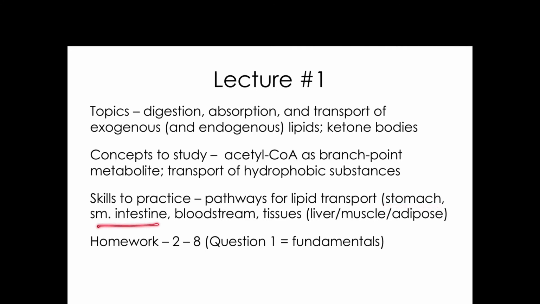So in our first lecture here, we're going to talk about exogenous lipid metabolism or digestion as it occurs in the stomach, small intestine, how we get molecules to the bloodstream, and then delivery to three important tissues that we'll focus on in this chapter, which are the liver, skeletal muscle, and then adipose tissue.